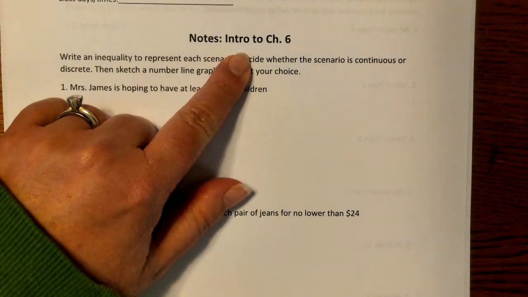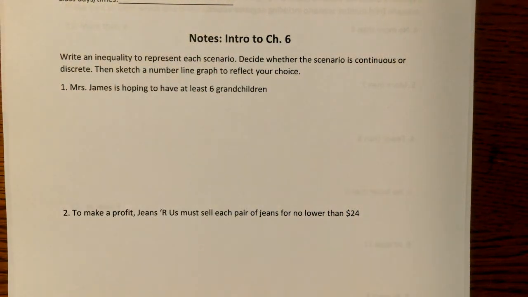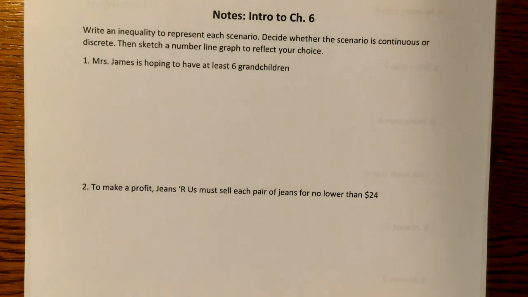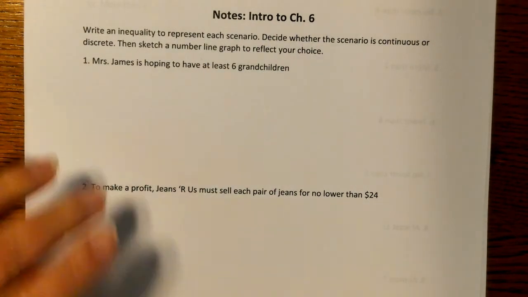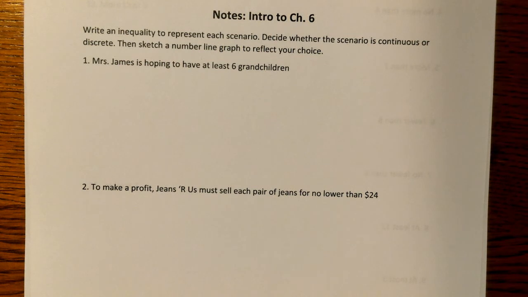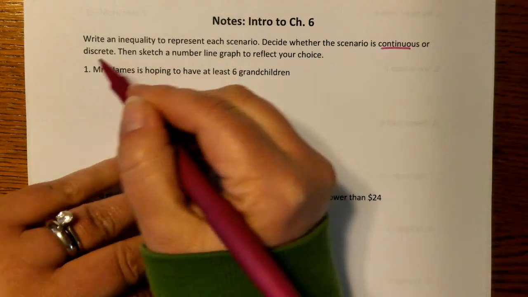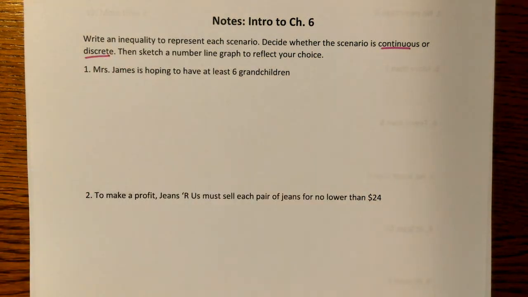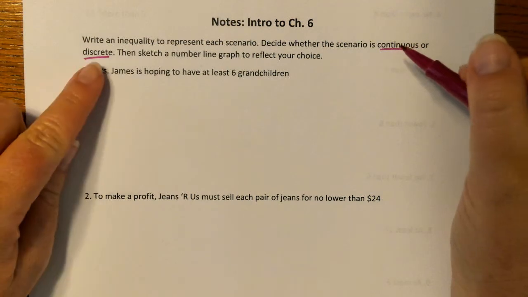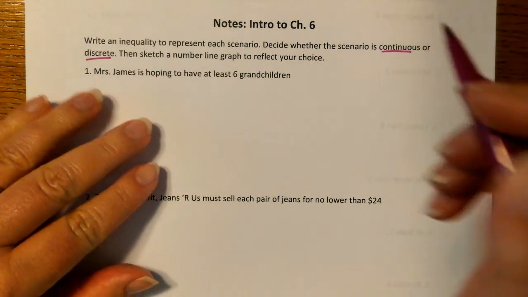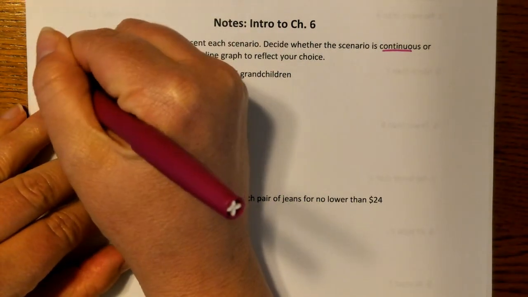The intro to Chapter 6 notes here are connecting some topics, obviously some inequalities that we just talked about, but it's also going to connect to some vocabulary that we talked about at the very start of the course, like continuous and discrete. And those skills are going to be linked together here, okay? So remember the difference between continuous and discrete. Discrete means countable.